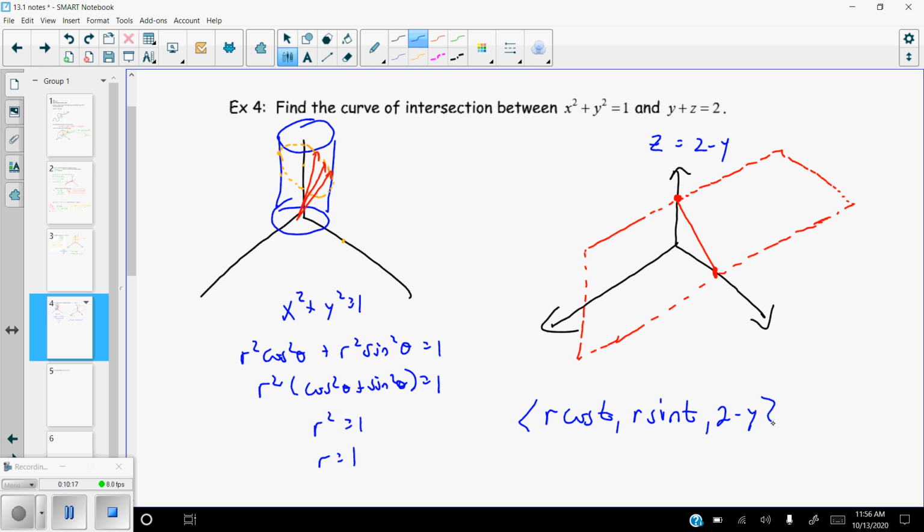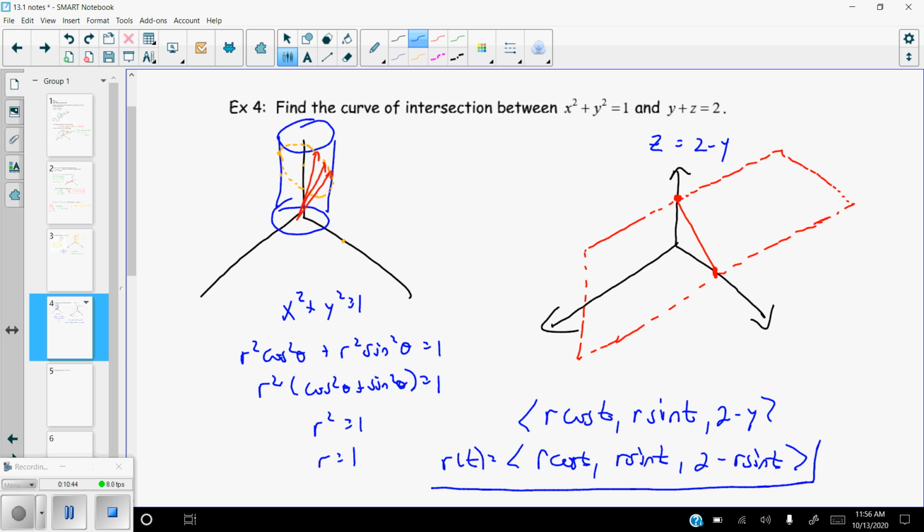But I want everything in terms of t, so let's just go ahead and rewrite y as a function of t, which we already have. So it's r cosine t, r sine t, that's your y, and then 2 minus y, so it's 2 minus r sine t. Okay, this is going to be your vector valued function. Don't confuse the r on the inside, because those are the radiuses, with the r on the outside, which is just your function notation.